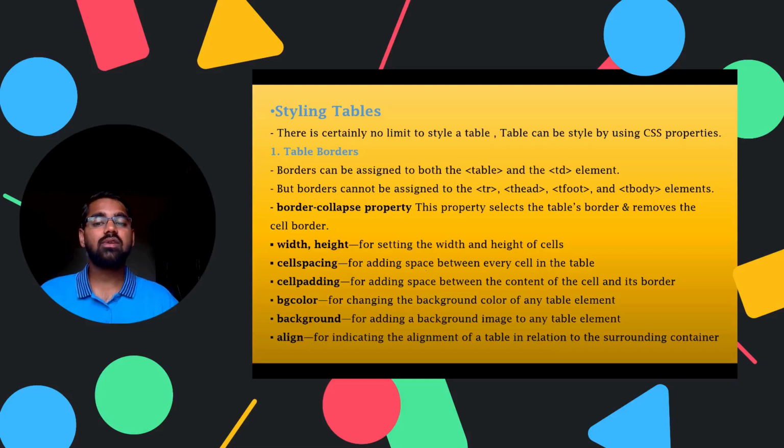Width and height for setting the width and height of the cells, cellspacing for adding space between every cell in the table, cellpadding for adding space between the content of the cell and its border, bgcolor for the background color of any table element, background for adding a background image to any table element, align for indicating the alignment of the table in relation to the surrounding container. Like these are the styles which you can insert in your table to make your table more efficient, more attractive, and more useful.